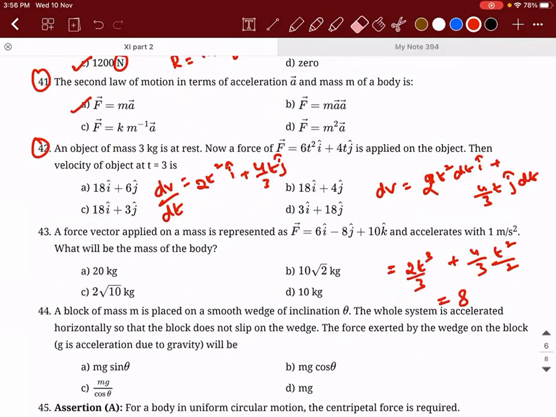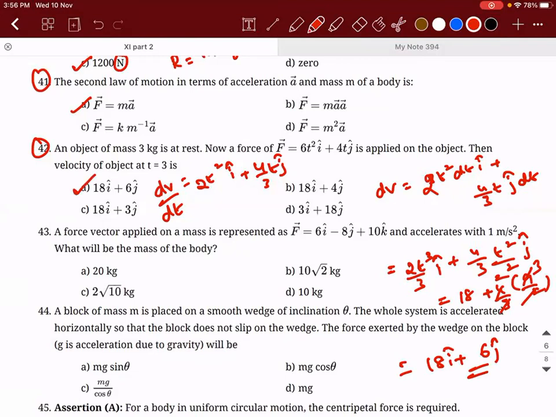So it is 2 into, how much is the time? 3 here. 2 into 3 cube by 3 is going to be 3 square, 18, plus 4 by 3 into 9 by 2. This and this will get cancelled. So it will be 18 for this i cap, and this j cap. 18 i cap plus 6 j cap. Is there an option like this? Yeah, Option A. Option A is the answer. Let me check if it is right. 42nd letter. A is right.